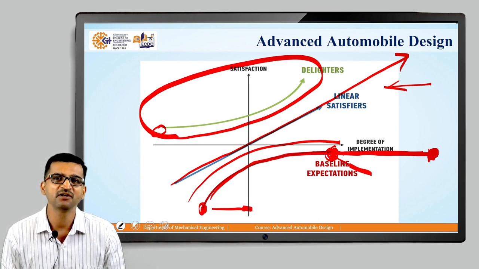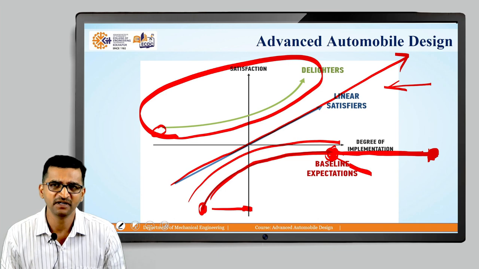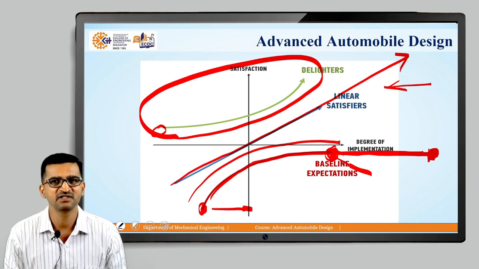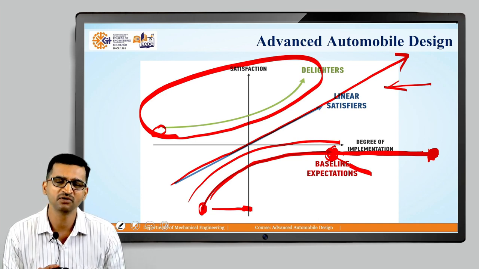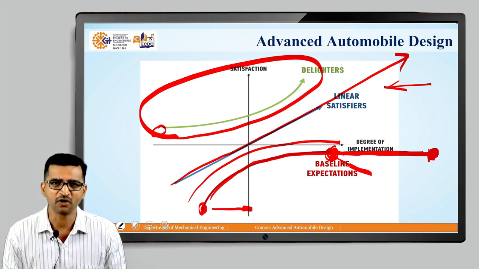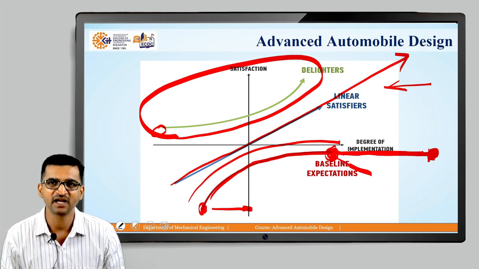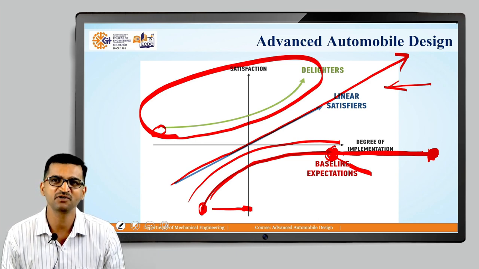If you provide an automatic jack for the wheels, that can be a delighter. People don't expect that. And this is the delighter, and you should always focus on these delighters. This is the important point. The only thing is that you should be able to check the cost. Again, you can pause the video and tell me more delighters than I just discussed. Just pause the video and try to answer with more delighters for any automobile car.